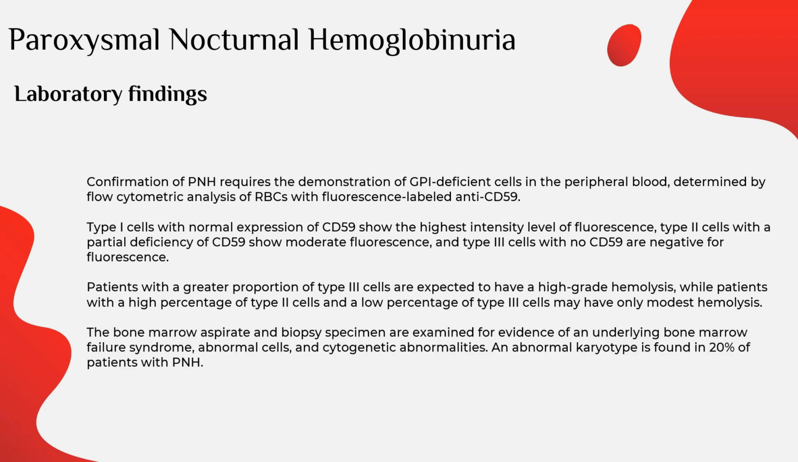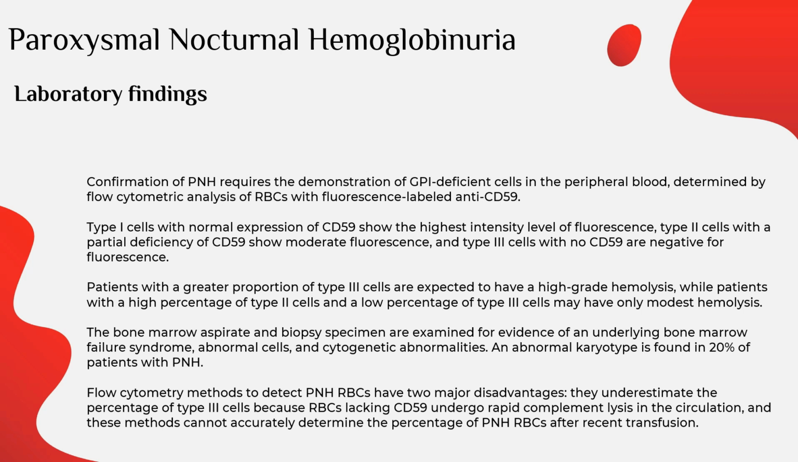The bone marrow aspirate and biopsy specimen are examined for evidence of an underlying bone marrow failure syndrome, abnormal cells, and cytogenetic abnormalities. An abnormal karyotype is found in 20% of patients with PNH. Flow cytometry methods to detect PNH RBCs have two major disadvantages. They underestimate the percentage of type 3 cells because RBCs lacking CD59 undergo rapid complement lysis in the circulation, and these methods cannot accurately determine the percentage of PNH RBCs after recent transfusion.